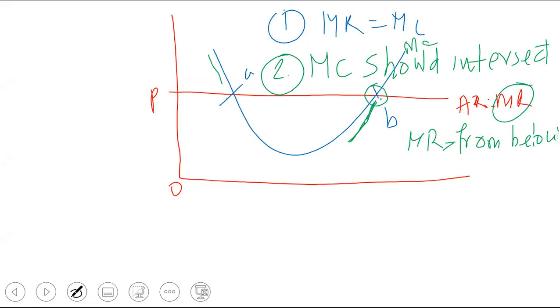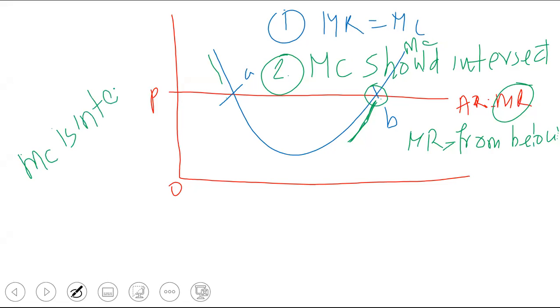MC should intersect MR from below. MC should intersect MR from below. At which point is that? At point B. You can ask me, madam, why A is not the equilibrium? I am also asking you the same question. Why A is not the equilibrium? A is not the equilibrium because at A, MC is intersecting MR from above.